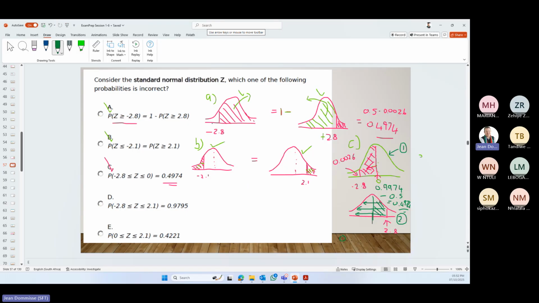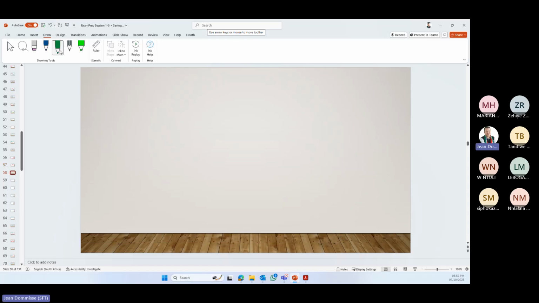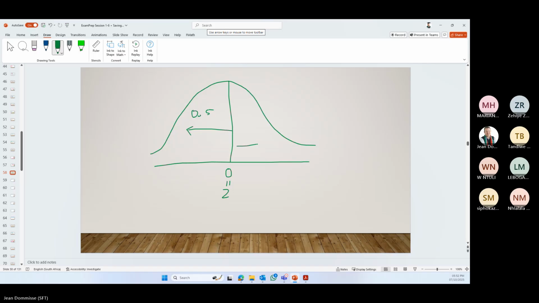Okay, so let's quickly look at the normal distribution. The one thing about the normal distribution is that where z is equal to 0, it is in the middle of that distribution. So the probability to the left of that is equal to 0.5. The probability to the right of that is 0.5, so that everything always adds up to 1.